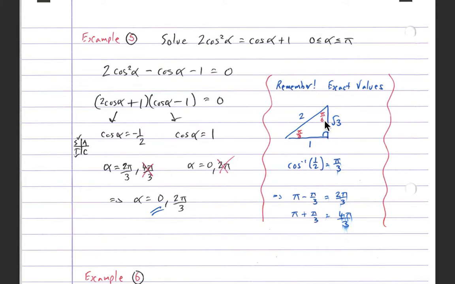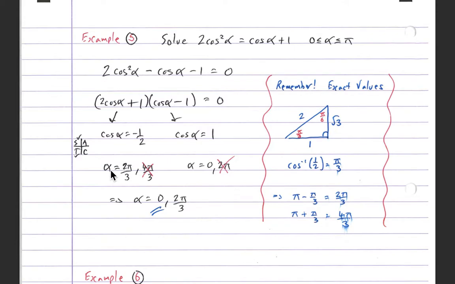You need to look at your exact value triangle, where we have 60 degrees, or pi over 3, and 30 degrees, which is pi over 6. So the inverse cosine of a half is actually 60 degrees. Cos of 60 would be 1/2. Now we need 180 minus 60, which would be pi minus pi over 3, which is 2 pi over 3, and we need pi plus pi over 3, which is 4 pi over 3. Cos alpha equals 1 on this side only occurs when alpha equals 0 or 2 pi.